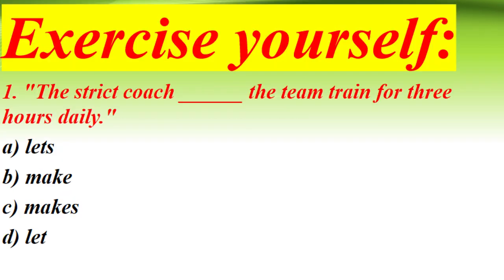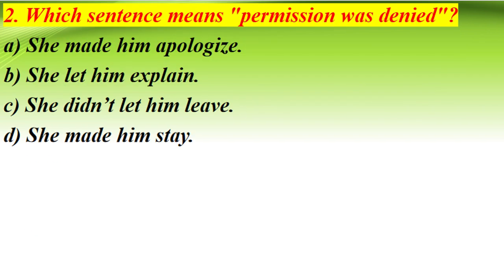Exercise yourself. 1. The strict coach ___ the team train for 3 hours daily. A. Lets, B. Makes, C. Let, D. To. 2. Which sentence means permission was denied? A. She made him apologize. B. She let him explain. C. She didn't let him leave. D. She made him stay.